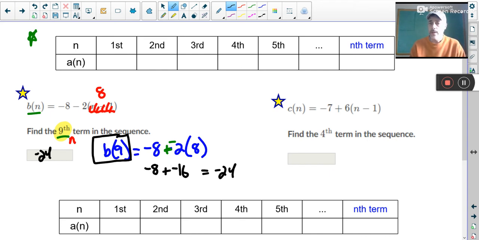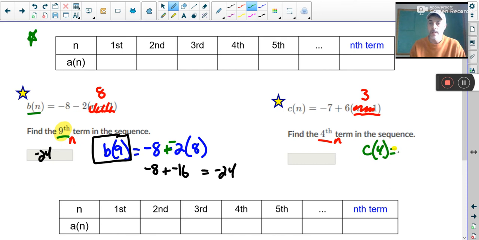Okay, find the fourth term of the sequence. A little bit more quickly this time. If it wants the fourth term, and this is my n number, then my n minus 1 means I'm supposed to substitute a 3 into this function. Then I have C of 4.